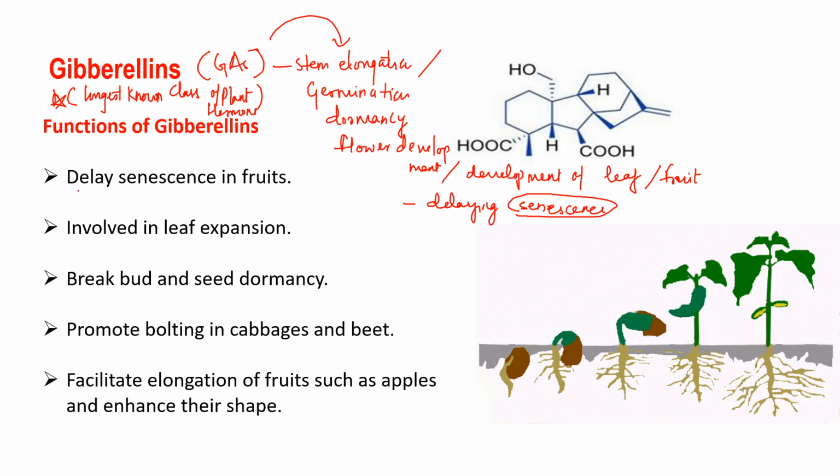So the first is delay senescence in fruits. Okay, means aging. They delay aging in fruits. They are involved in leaf expansion. They break bud and seed dormancy. Okay, they promote bolting in cabbages and beet. Okay, they facilitate elongation of fruits like apples and enhance their shape.